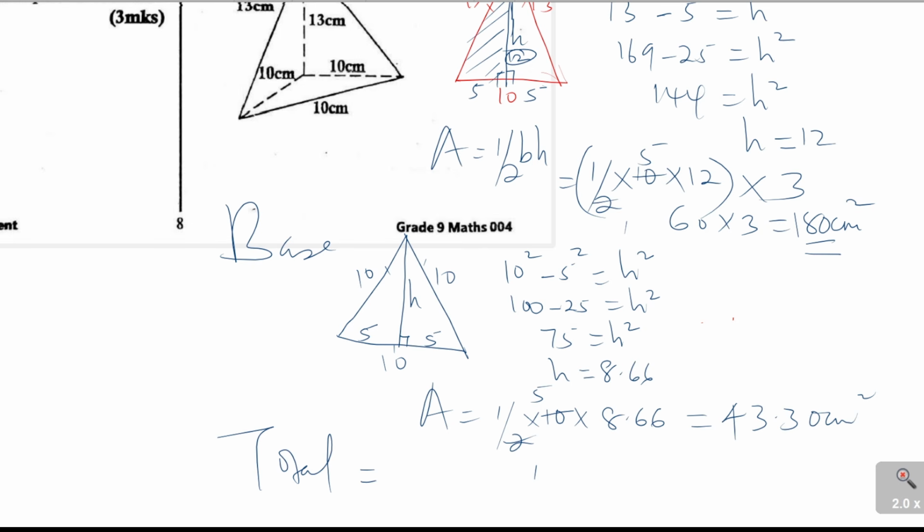So now you can get the total area. The 3 triangular faces, we got 180 centimeters squared. Then the base, which is 43.3 centimeters squared. So this will give 223.3 centimeters squared.